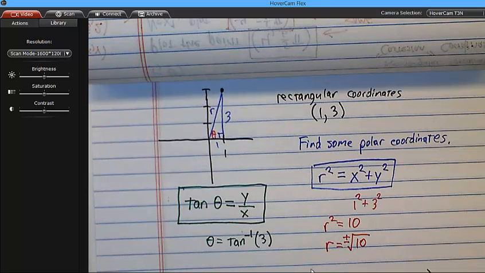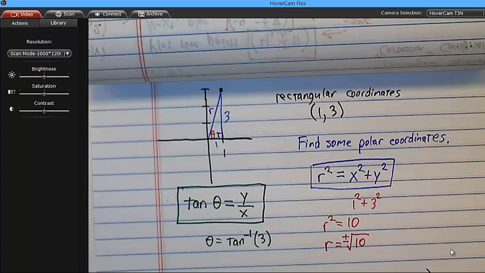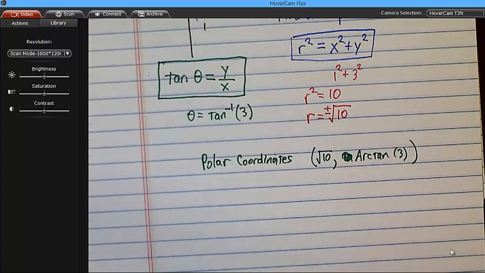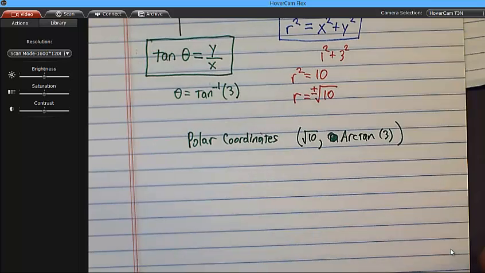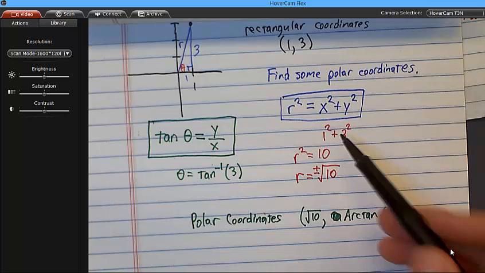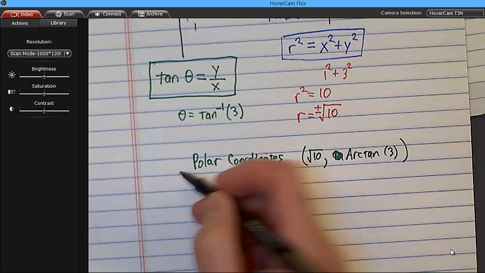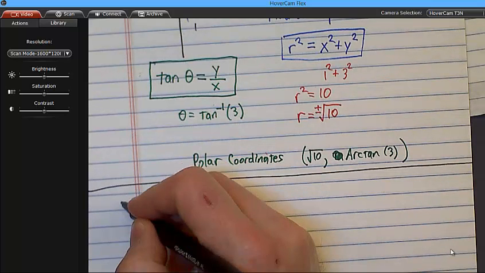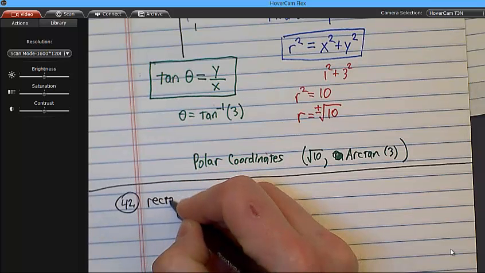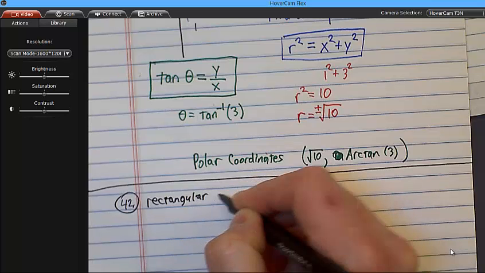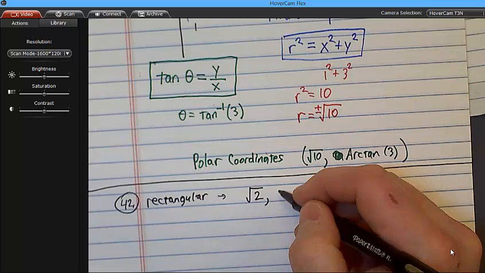So I'm already at 10:07. I better stop talking here for a moment. First of all, to answer a couple of questions, a lot of people were just working on problem 42, and it was kind of like this one we just did. The coordinates were not quite as nice. Let's see, in problem 42, they gave me which kind of coordinates? Rectangular, right? And it was square root of 2, square root of 2? No, there's a negative by one of them. Which one? The x is negative? Okay.